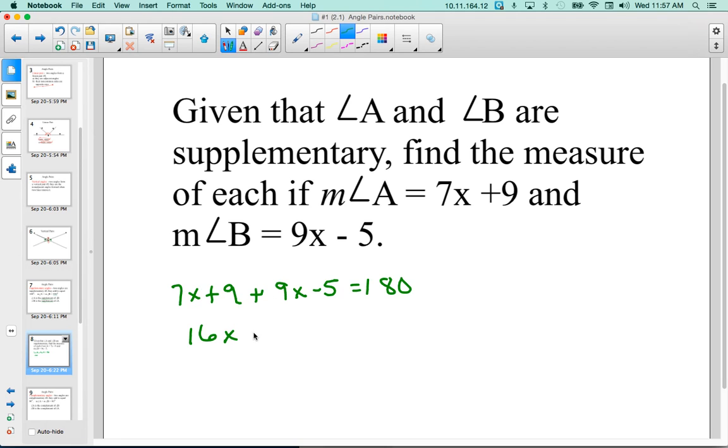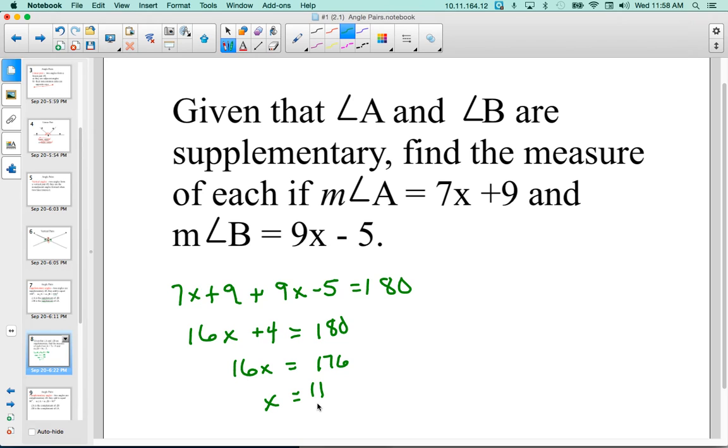9 minus 5 is a positive 4. I'm going to subtract 4 from both sides, and 16x equals 176. I could do this one in my head: dividing both sides by 16 should give us 11. I know that 16 times 10 is 160, and it's 16 more, so 11 would give us 176. So x equals 11.